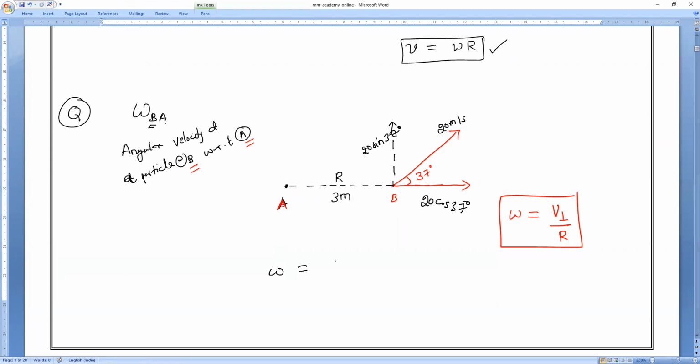So omega is equal to, who is the V perpendicular? Sin 37 or cos 37? Sin 37. And R, how much is R? 3.